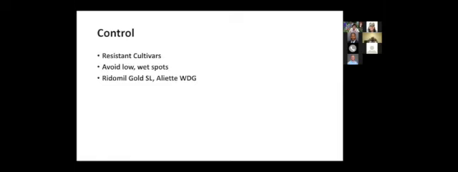Resistant cultivars, there are some out there. Avoid low wet spots. Ridomil Gold and Aliette are labeled for it. We find often in high tunnels that there's a lot of overwatering. And like I said, the spores swim, so it's fatal to have too much water, to have sogginess all the time.